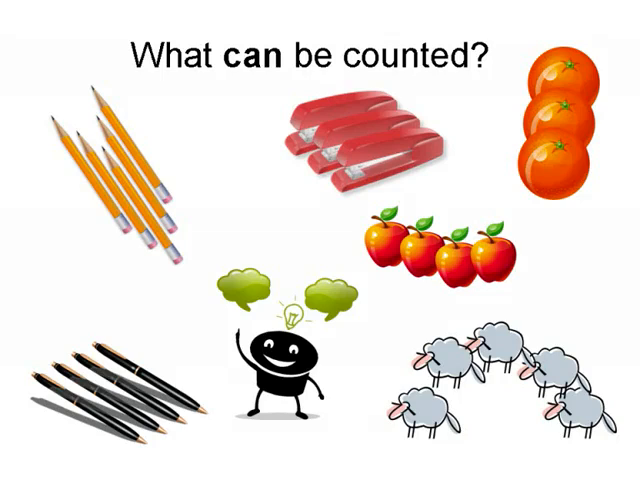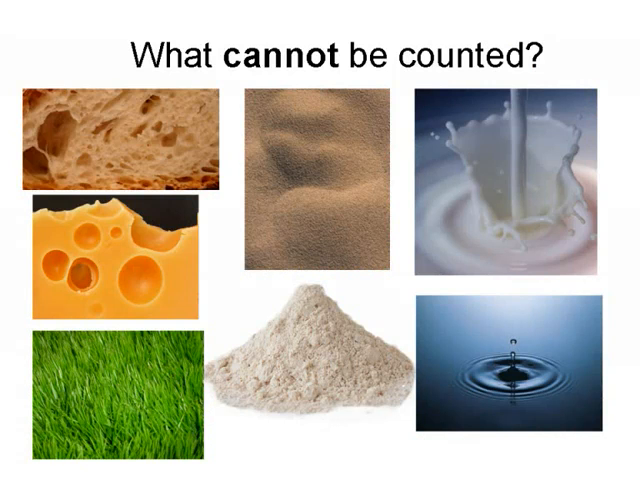Pens can be counted. How many pens are there in this picture? There are 4 pens in this picture. Sheep can be counted. How many sheep are there in this picture? There are 5 sheep in this picture. Many things can be counted, so what we need to focus on is what can't be counted.